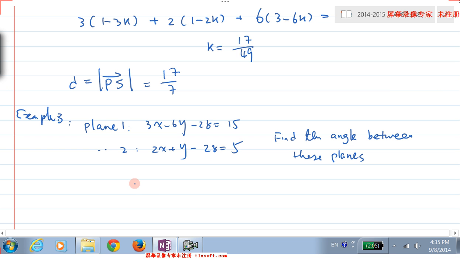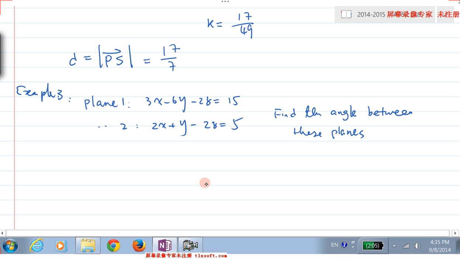Pardon me? Dot products of perpendicular lines. Dot products of the perpendicular line. That's right. So you're thinking in the right direction, absolutely. And basically, if there are two planes here, you're looking for the angle between the two planes.